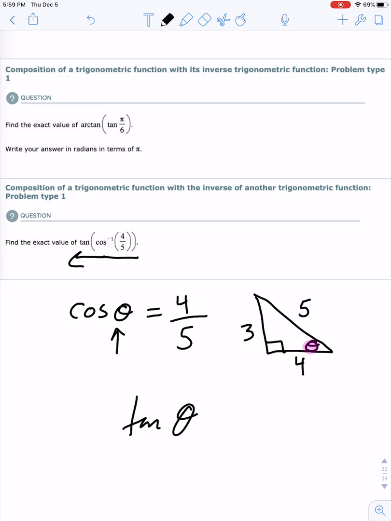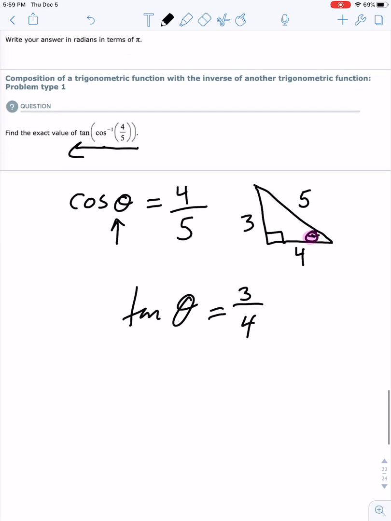And we can find that ratio without ever actually calculating theta. So tangent of this would be equal to opposite over adjacent.